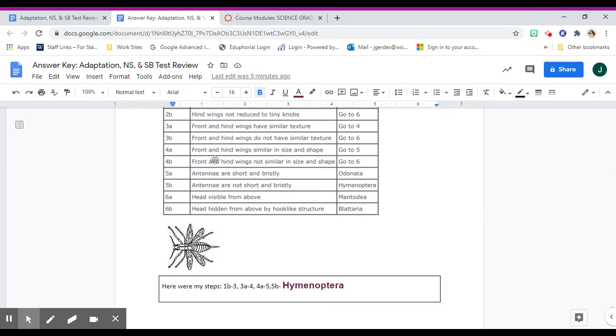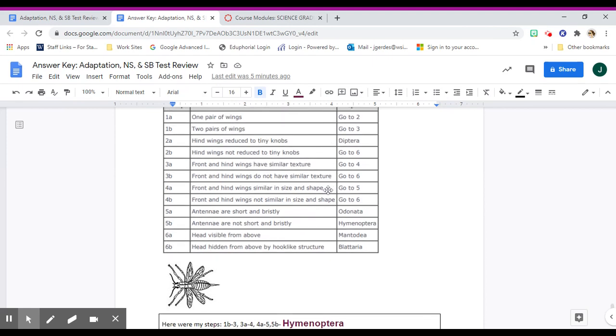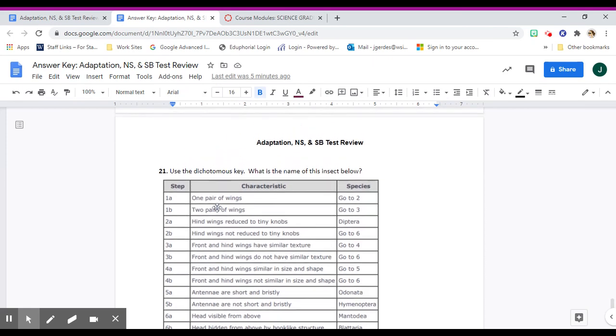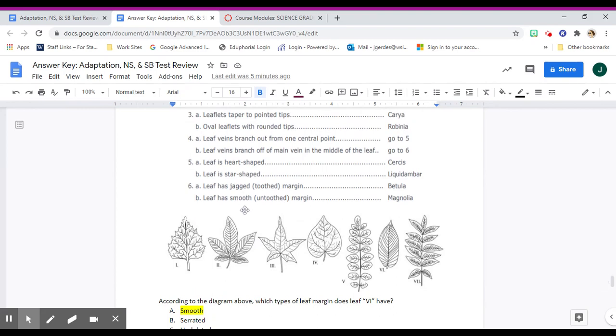Okay. And then from 5, antennae short and bristly. Well, looking at them, they do not look short to me. So I said 5B, they are not short and bristly, and that's where I got the name. Okay, again, I would study this key, that insect, and then I would study this key again.